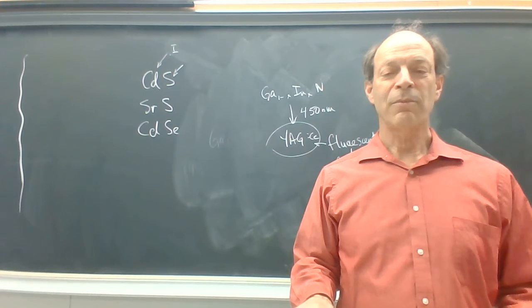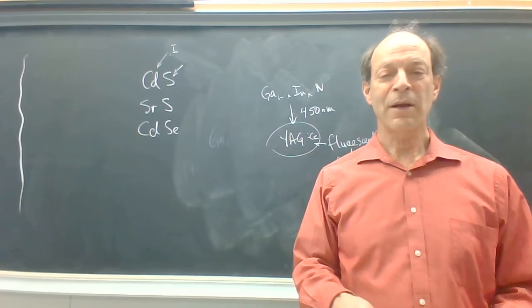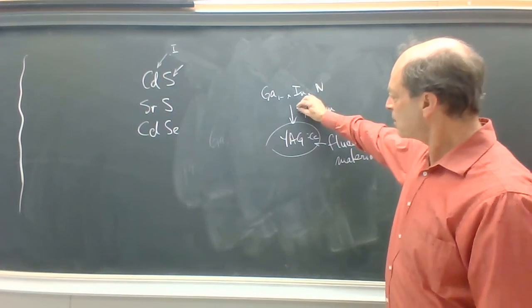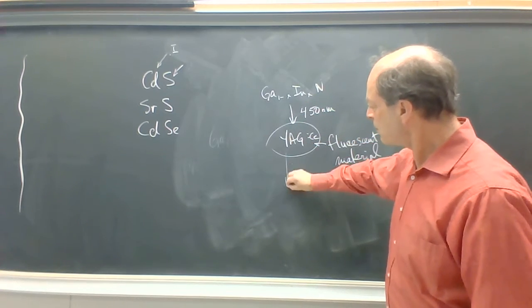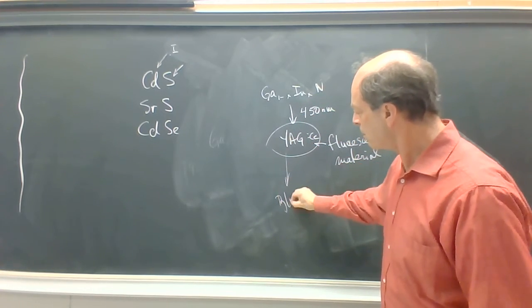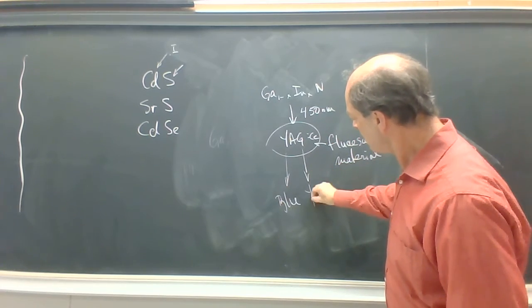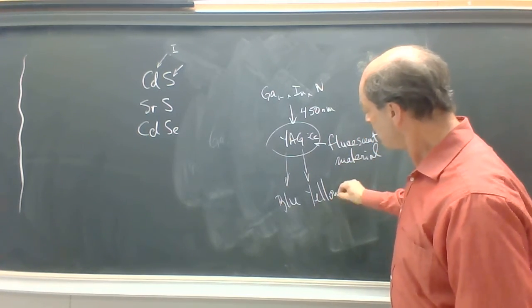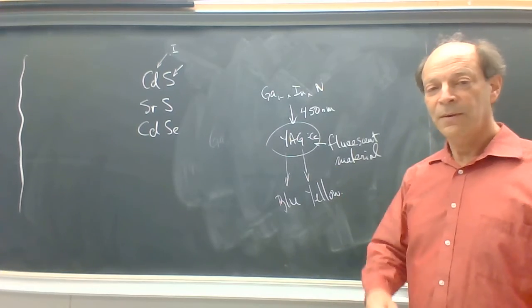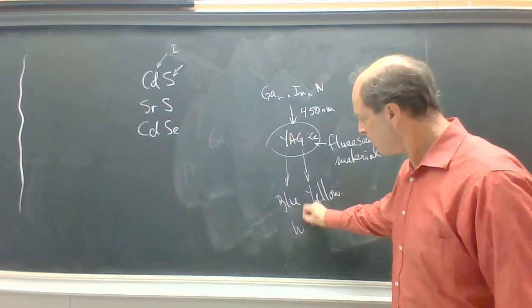So some of the blue wavelengths that came from the gallium nitride material itself would actually emerge as blue light, and the yellow light from the YAG-cerium would emerge together with that blue light, and the result would be white light.